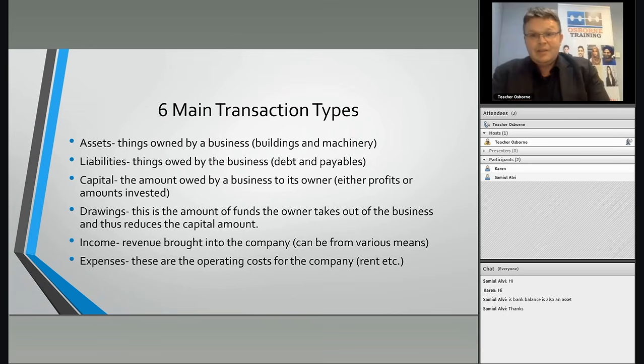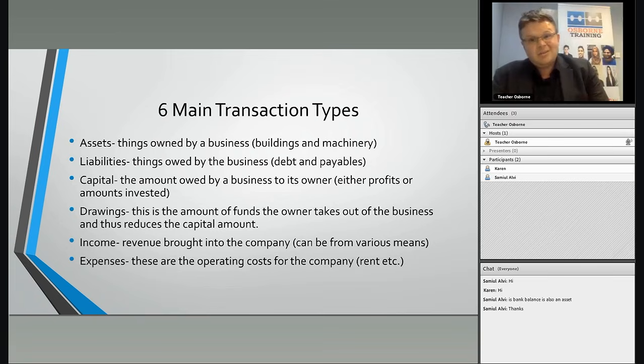The fifth type we have is income. So this is good. This is money coming into our business, and it's also known as revenue. All right. This can be from various means. You know, we could have sales, but let's say we're a business that has lots of different types of things. We could have rental income. We can have lots of things. So this is another type of transaction that we deal with quite a lot.